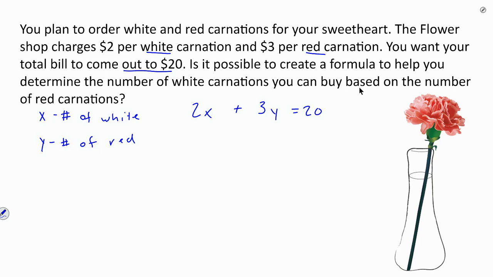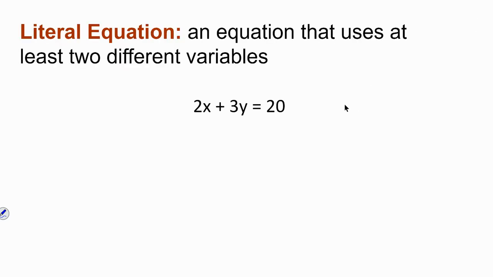Before I solve it, let's give it a little bit of a definition and then we'll go from there. So this is what is called a literal equation. It's an equation that uses at least two different variables, and it's used to represent different problems. In our particular example, we're representing white carnations and we're representing red. Because we have two unknowns, we need two variables. Now you could be wondering, is it possible to solve this, to represent the white in terms of the red? And the answer to that question is yes.